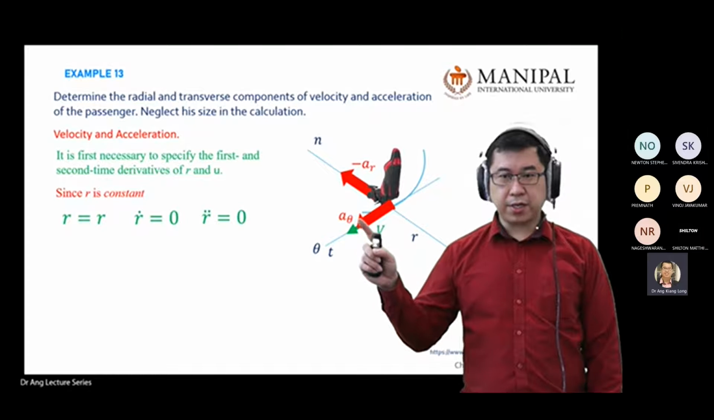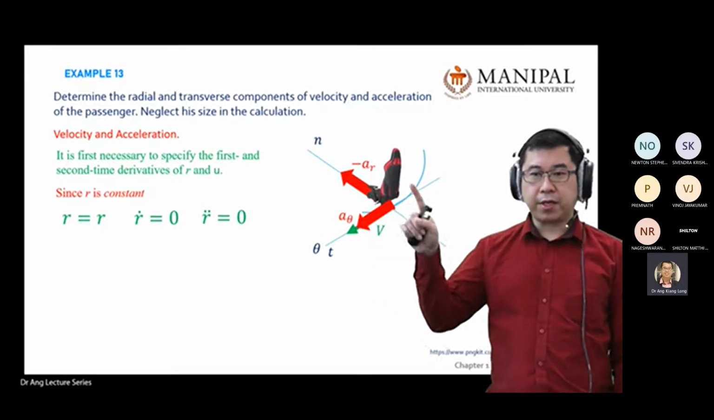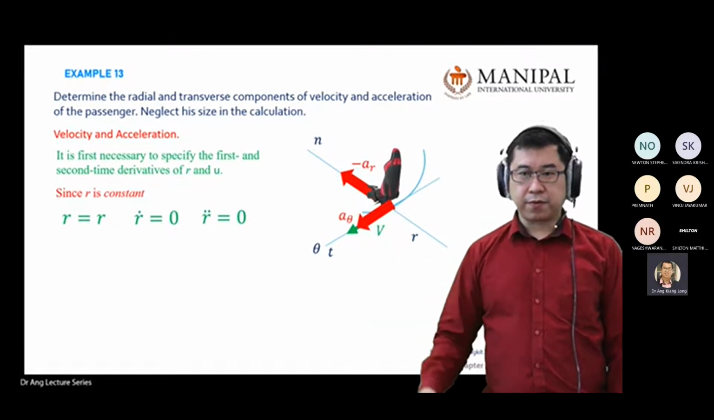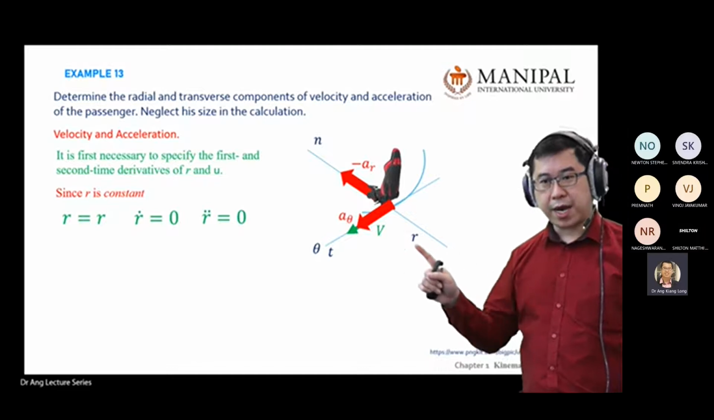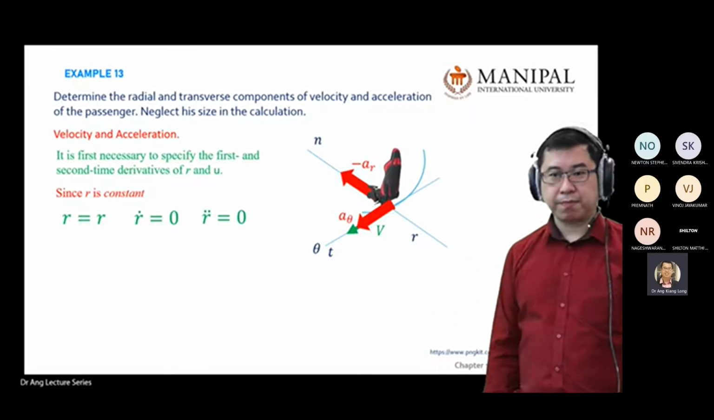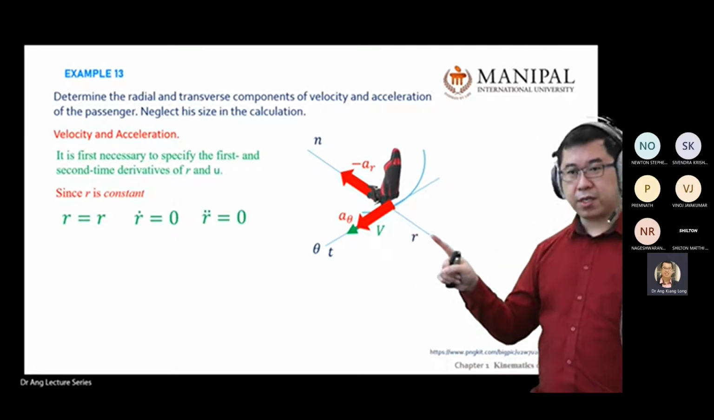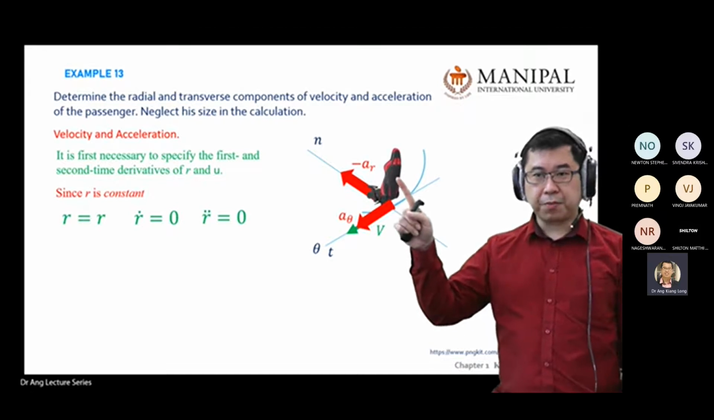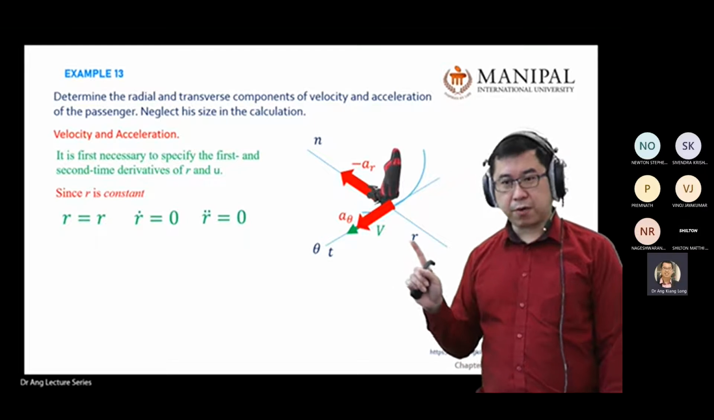So you have your acceleration theta, acceleration radial. However, in this case, the magnitude is negative because it goes against the positive direction of your R axis. Before this, we already defined all our positive direction is in this direction. However, acceleration to maintain the position has to go opposite of your R direction.